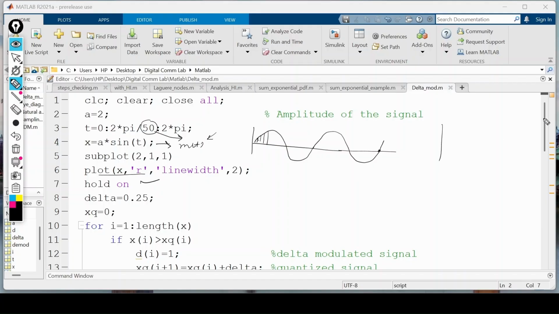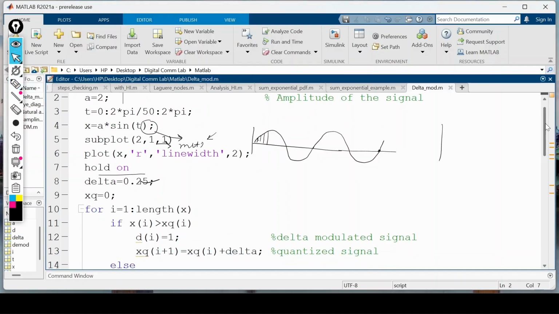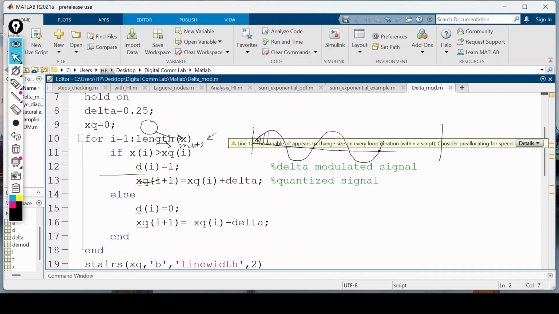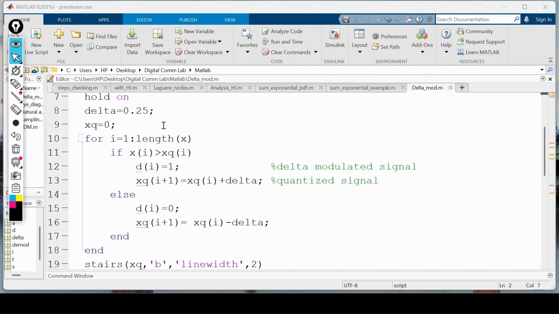So here, as I have already discussed, suppose delta is some value. Here I have assumed that delta equals 0.25. This is the same delta as I have already explained in the theory part. So xq equals 0. xq is nothing but the quantized signal, yes, this is just the quantized signal.